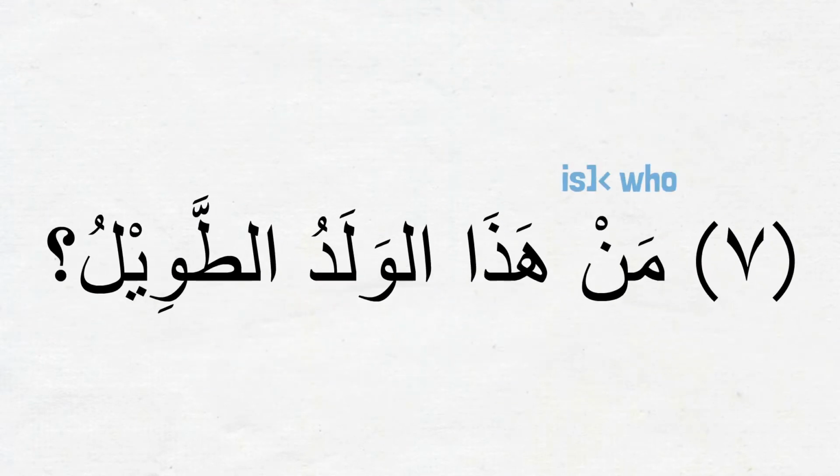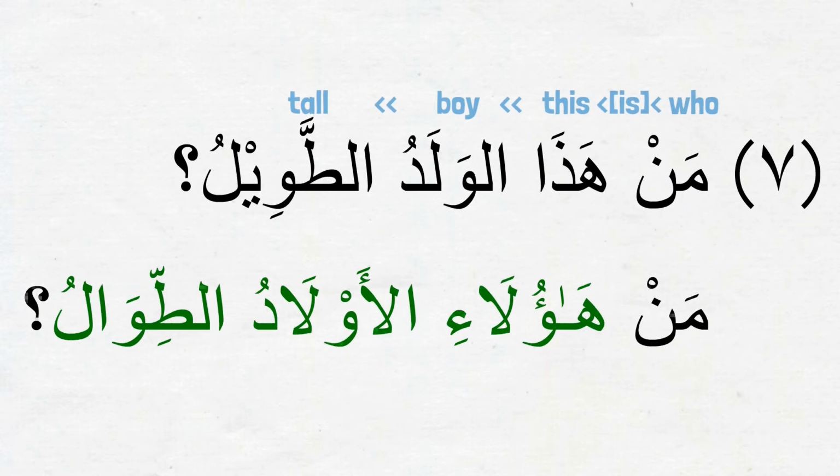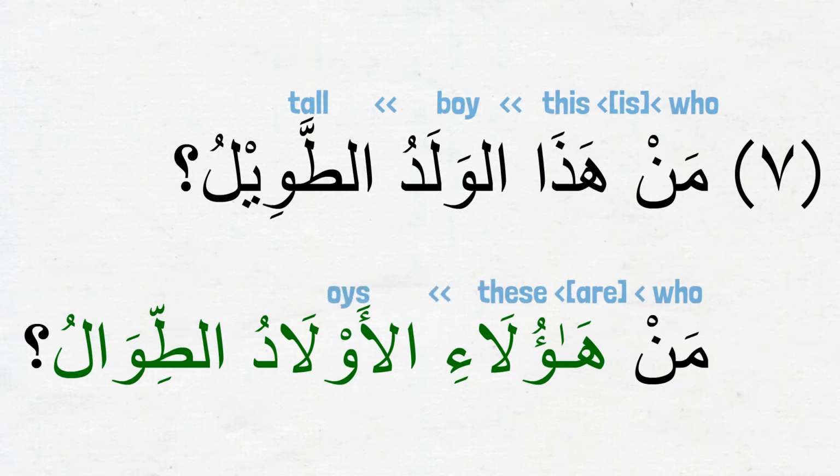Sentence 7 من هذا الولد الطويل? Who is this tall boy? Our new sentence with plurals is من هؤلاء الأولاد الطوال.